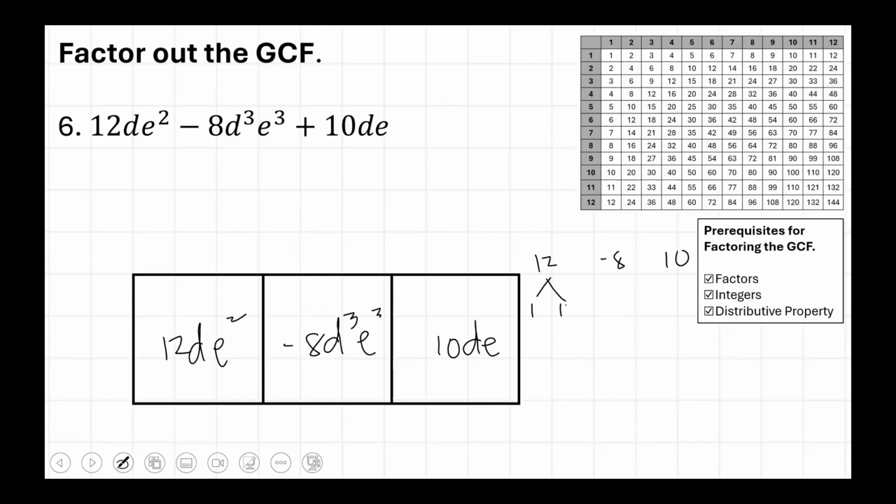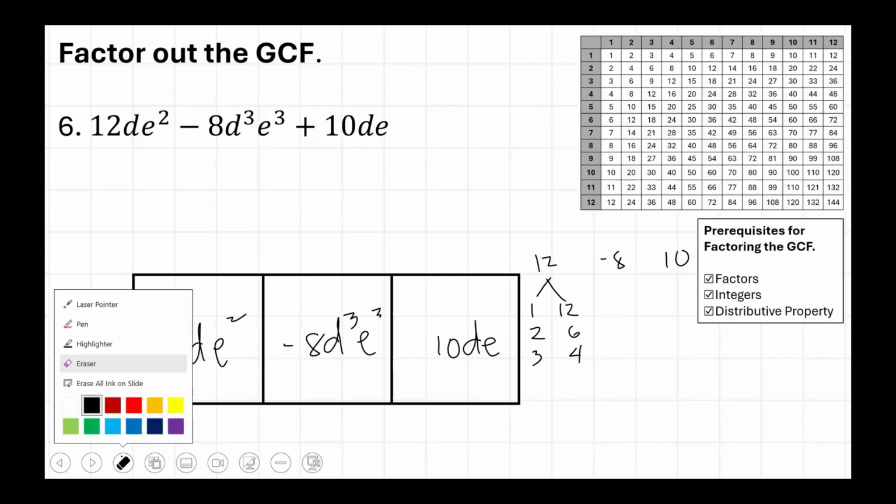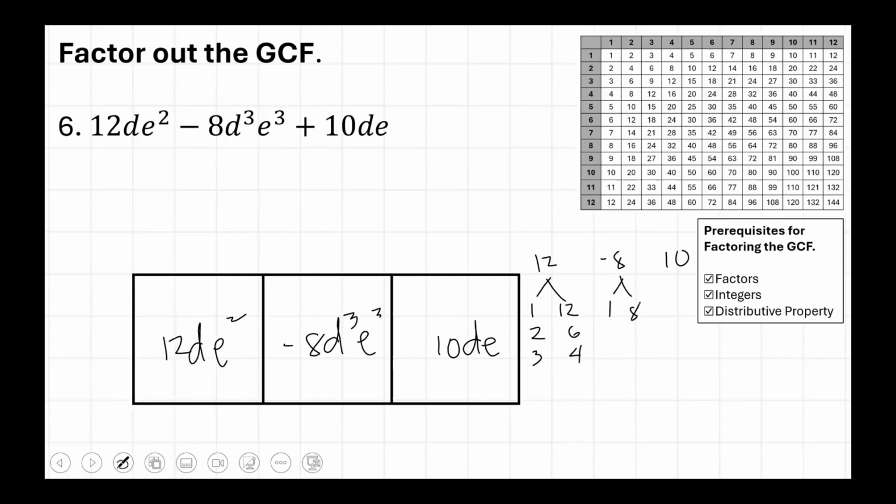For 12, we have 1 times 12, 2 times 6, and 3 times 4. And for 8, we have 1 times 8 and 2 times 4. For 10, we have 1 times 10 and 2 times 5. And what do you think is the GCF that you can see here? 2 is the GCF. So we write it on the common side, 2. And for the d, we have 1 here, we have 3 here, and we have 1 here. So they have a common d, but only 1. And for the e, we have e squared, e cubed, and 1 e only. So the greatest common number of e is only 1.